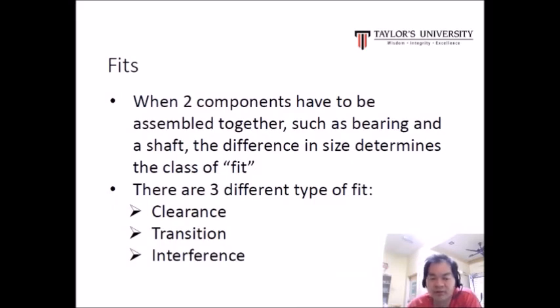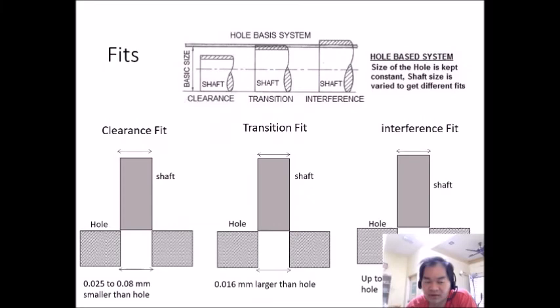So, fits. When two components have to be assembled together, such as a bearing and a shaft, the difference in size determines the class of fit. There are three different types of fit: clearance, transition and interference. We refer to the top figure and ignore the three figures at the bottom. What is clearance? The shaft is smaller than the hole. Interference: the shaft is bigger than the hole. And transition: the shaft is slightly bigger than the hole. Okay.